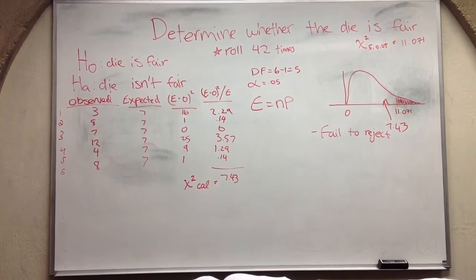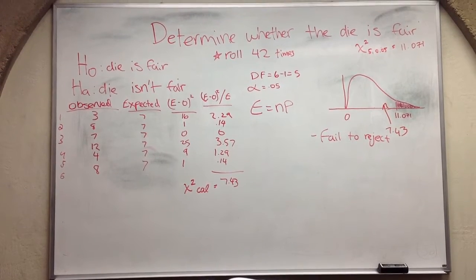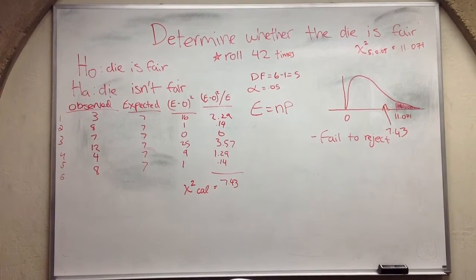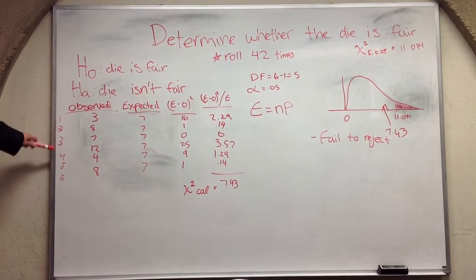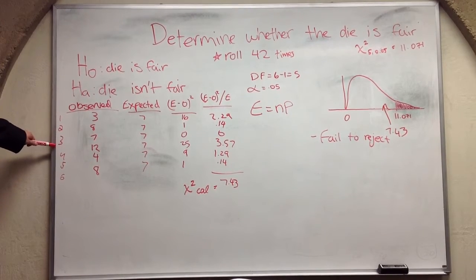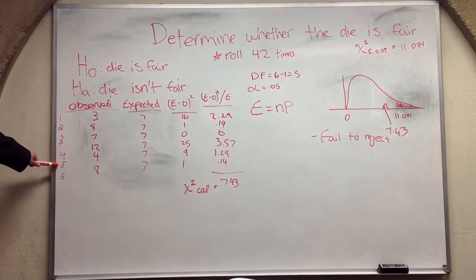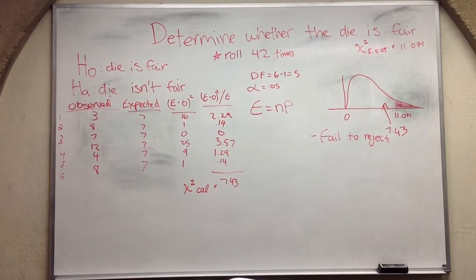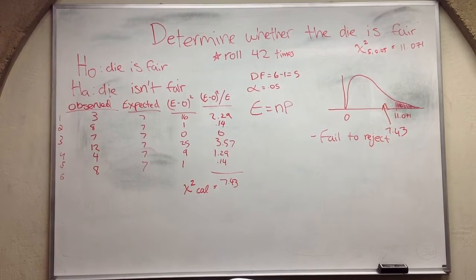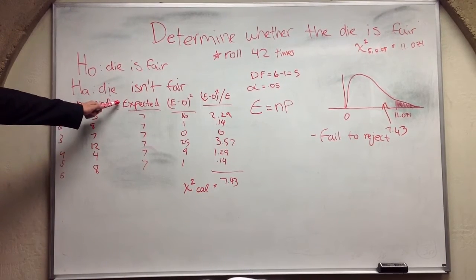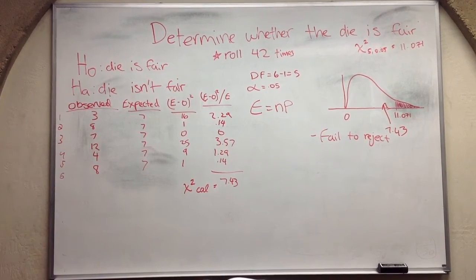Now we'll move over. We rolled the die. We rolled 1 3 times, 2 8 times, 3 7 times, 4 12 times, 5 4 times, and 6 8 times. And we got the expected value. You take how many times you rolled the die, 42 times, and divide it by how many sides are on a die, and that's how you get 7.